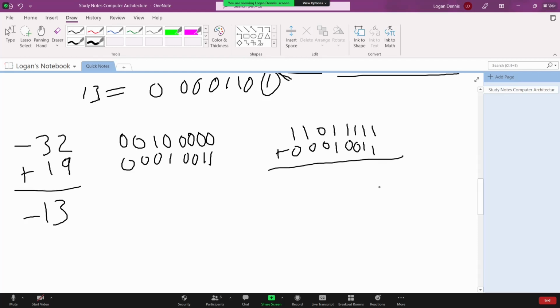We add these together. So 1 and 1 is 0, carry 1. 3 ones is a 1, carry a 1. 1 and 1 is 0, carry 1. Same thing here. 3 ones is a 1, carry 1. 1 and all zeros is just 1 with no carry. And 1 and 1. And that's just it. And this is how we would represent negative 13 in one's complement. Okay, yeah, okay.